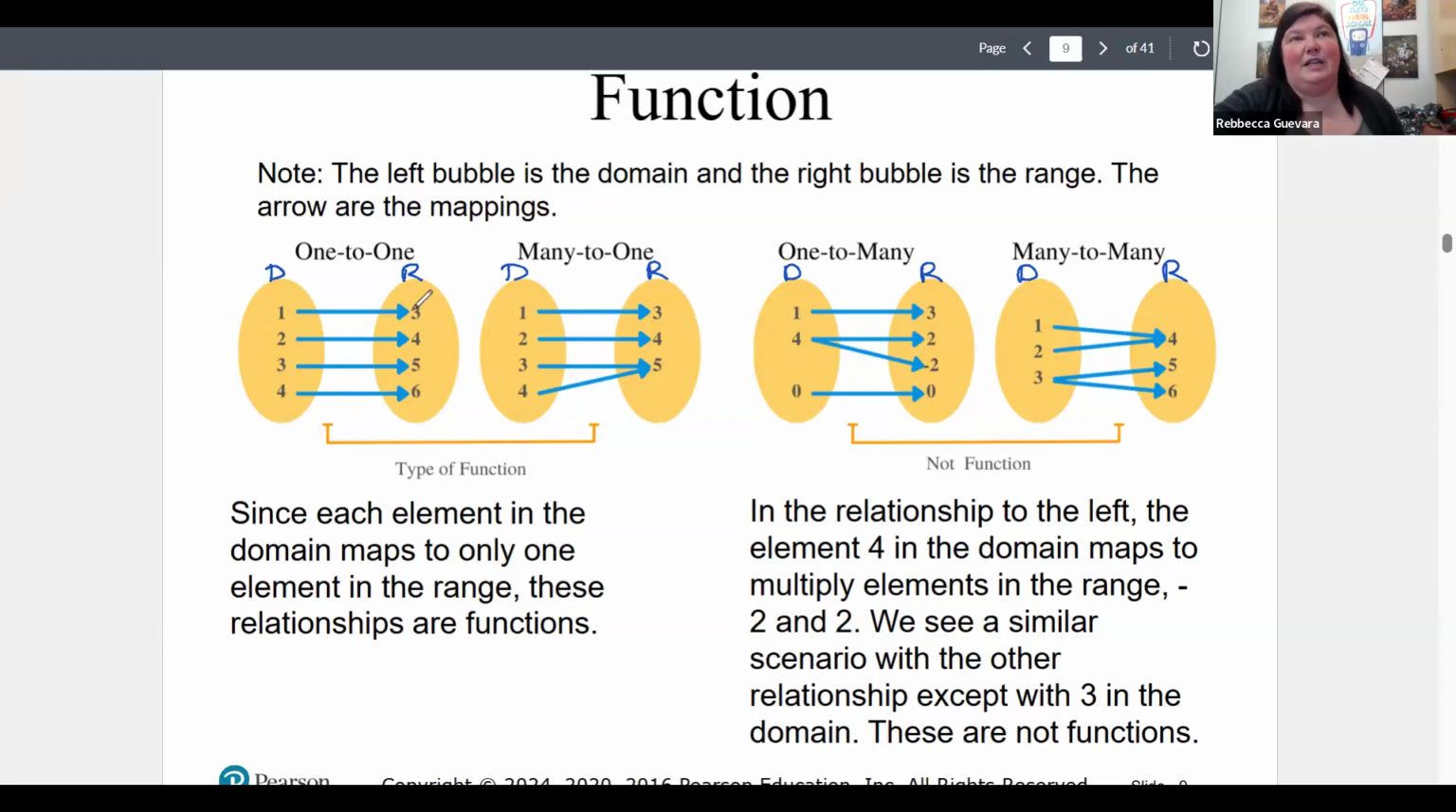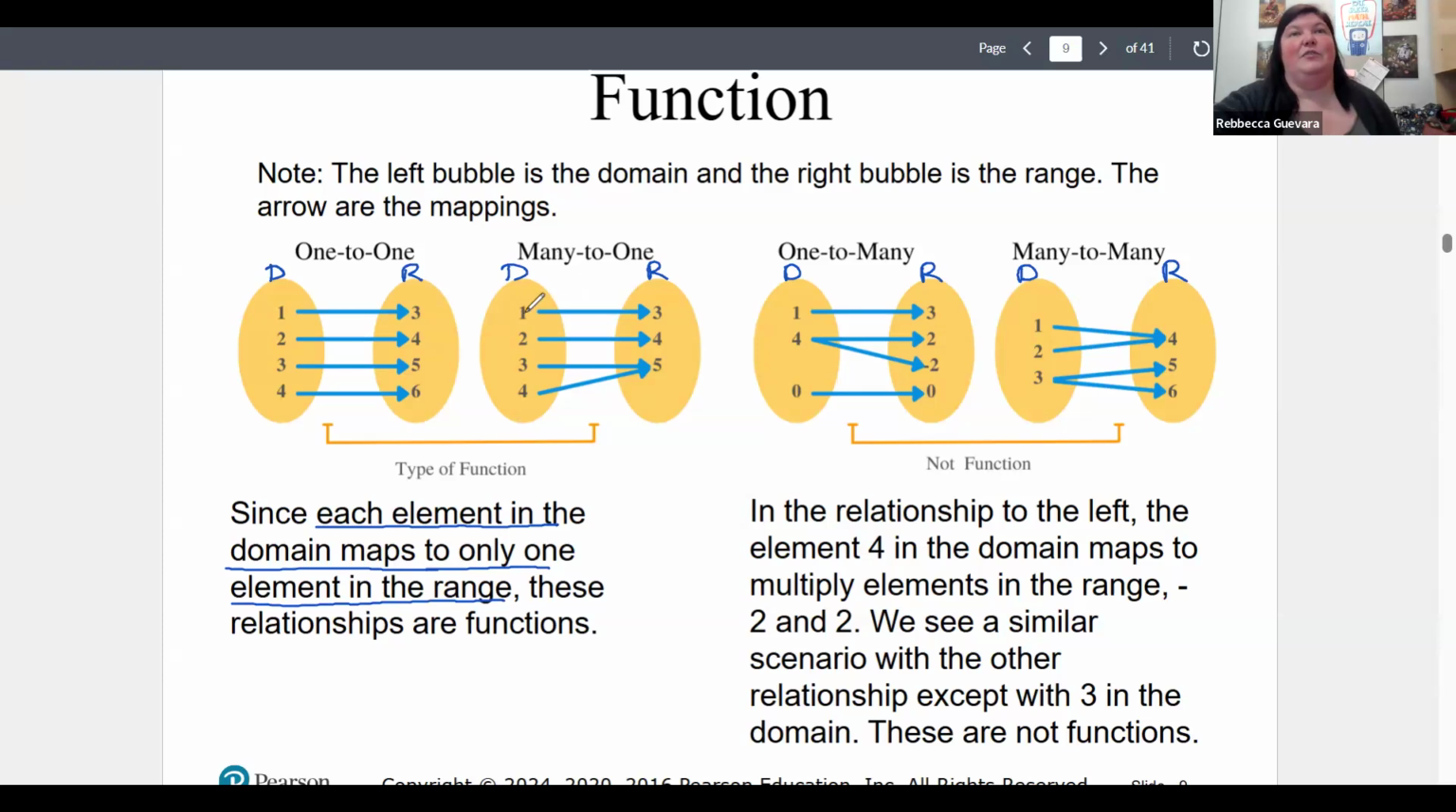1 goes in, it only goes to 3. 2 goes in, it only goes to 4. 3 goes in, it only goes to 5. 4 goes in, it only goes to 6. But what we see is that each element of the domain maps to only one element in the range. That's all we see here.